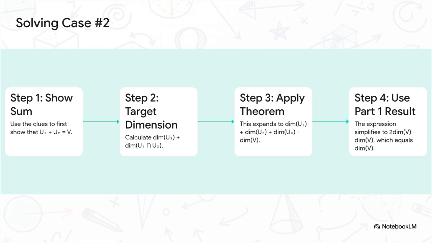Then we look at the size of the thing we're trying to prove. You know, the size of room 3 plus the size of that shared bit between 1 and 2, and what do we do? We pull out our master key, the dimension theorem, one more time. And after we do the substitution, we get an expression that looks like the size of all 3 rooms added together minus the size of the house. Does that ring a bell?